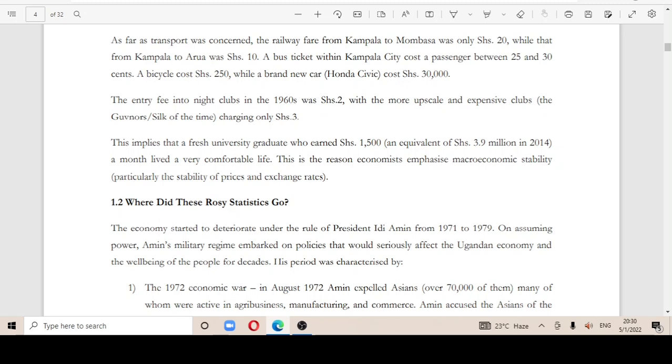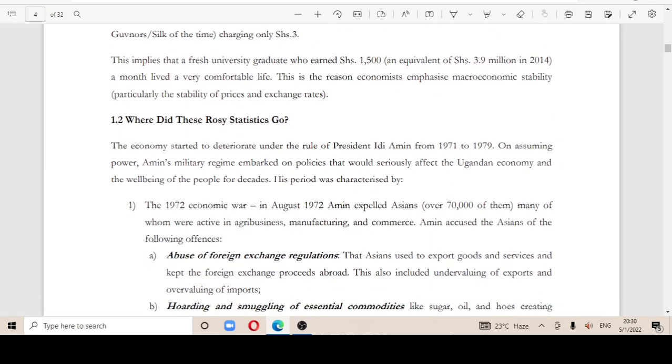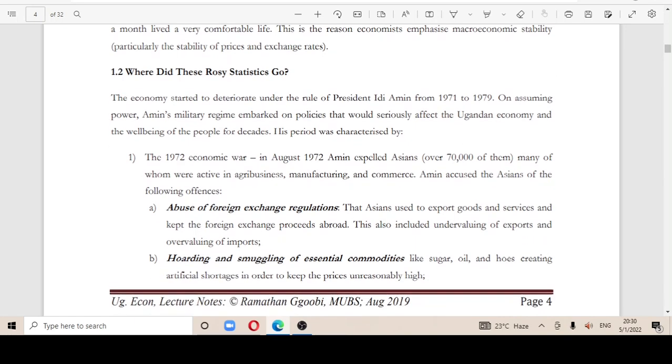So here they pose a question and they ask you, where did these rusty statistics go? Where you could buy a soda at 65 cents. So this was more so when Idi Amin came in, when he put the economy at a cost. So the economy started to deteriorate under the rule of President Idi Amin from 1971 to 1979.